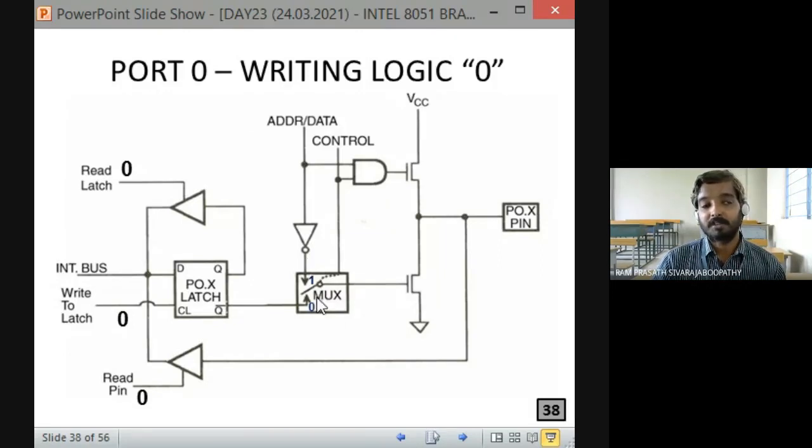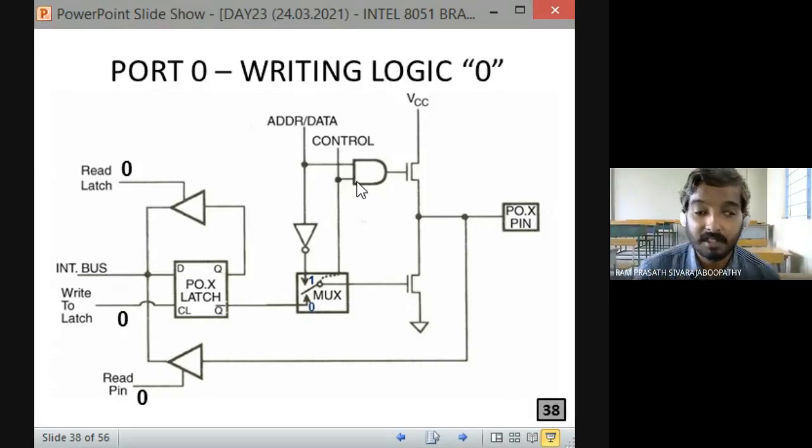As for the multiplexer, if the control line is 0, it is connected to the lower portion. If the control line is 1, it is connected to the upper portion. That's why it is marked as 0 and 1. So we have a multiplexer, a NOT gate, and an AND gate. That's all. So we start with the working.